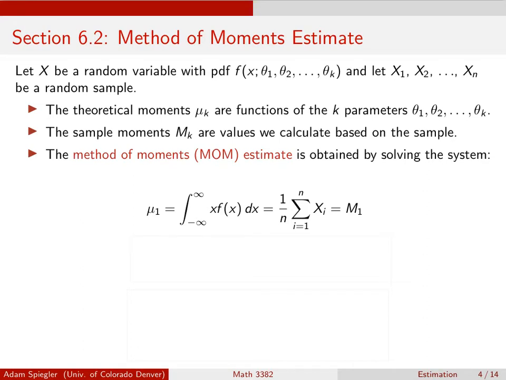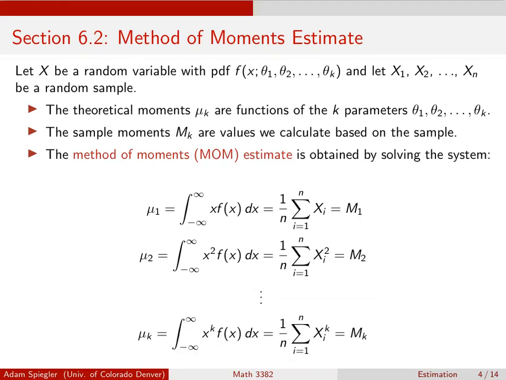And if we have more than one parameter, then we would need to continue on. Ultimately, we're trying to solve for the values of these k parameters, theta 1 up to theta k. If we need to solve for k unknowns, we need a system of k different equations. The second equation would be what we get when we set the second theoretical moment equal to the second sample moment. We continue on with all of these equations. We calculate the kth theoretical moment, and we evaluate the kth sample moment. The result is a system of k equations in k unknowns. Again, the unknowns here are the thetas. So we need to set up and solve this big system of equations.